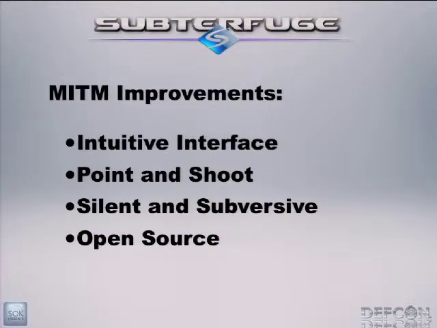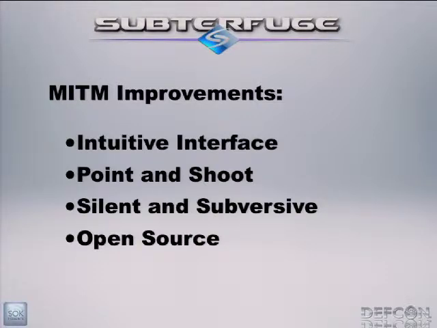It's also really silent and subversive. Unlike most man-in-the-middle tools that are spamming ARP, particularly ARP cache poisoning tools, Subterfuge actually has a couple innovations, if you will, that we're going to talk about in a little bit when it comes to poisoning a network, that really allow it to be a lot more silent. A couple other things that we've integrated into Subterfuge, which we'll also talk about in just a little bit, let us subvert the user and make it really transparent and very hard for the victim to actually realize that they're being exploited. And finally, Subterfuge is open source.